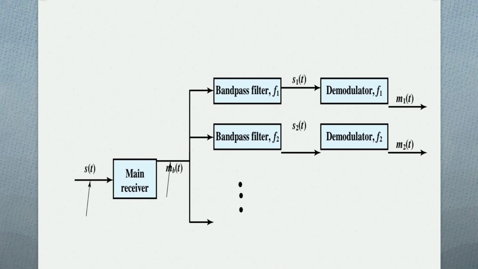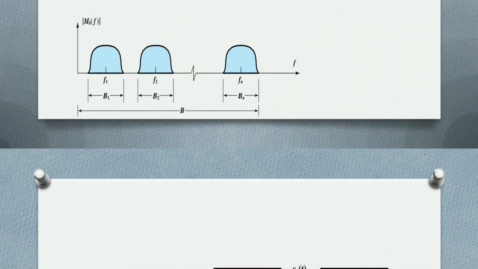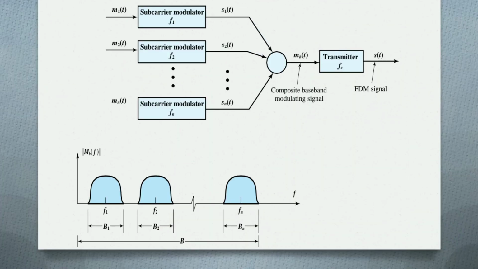Each signal is modulated onto a carrier, and because multiple carriers are used, each is referred to as a subcarrier. Any modulation may be used. The resulting analog modulated signals are then summed to produce a composite baseband signal.